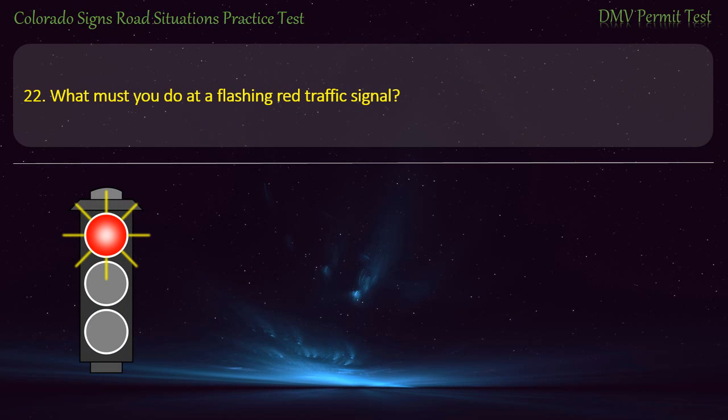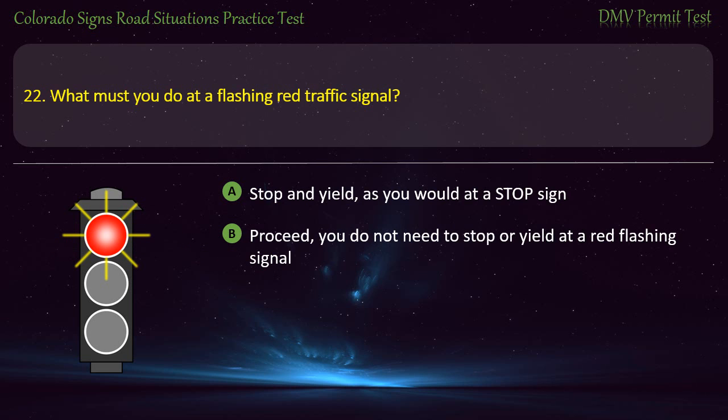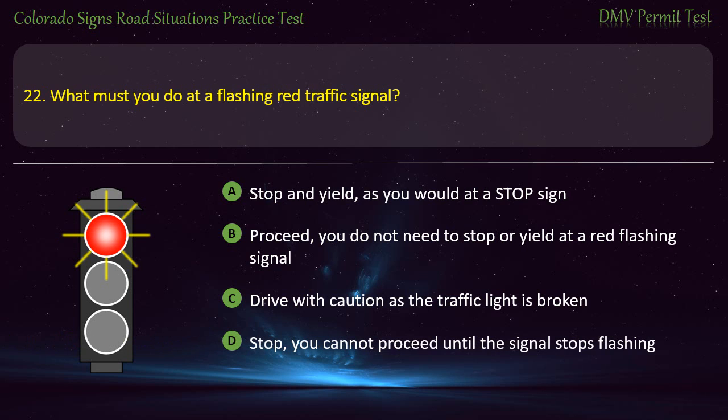Question 22. What must you do at a flashing red traffic signal? Stop and yield, as you would at a stop sign. Proceed. You do not need to stop or yield at a red flashing signal. Drive with caution as the traffic light is broken. Stop. You cannot proceed until the signal stops flashing. Answer. Stop and yield, as you would at a stop sign.